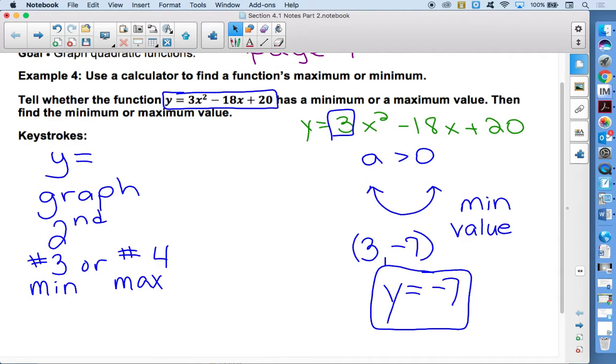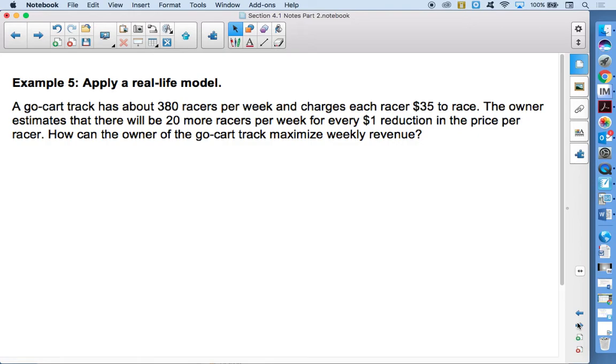So the next question that we're going to look at today is how to take something going on in a real life model and try to apply that to come up with an equation that would be a quadratic function. So this question is talking about a go-kart track. That go-kart track has 380 racers a week and charges each racer $35 to race. The owner estimates that there will be 20 more racers each week for every dollar that he reduces the price per racer. How can the owner of the go-kart track maximize the weekly revenue?